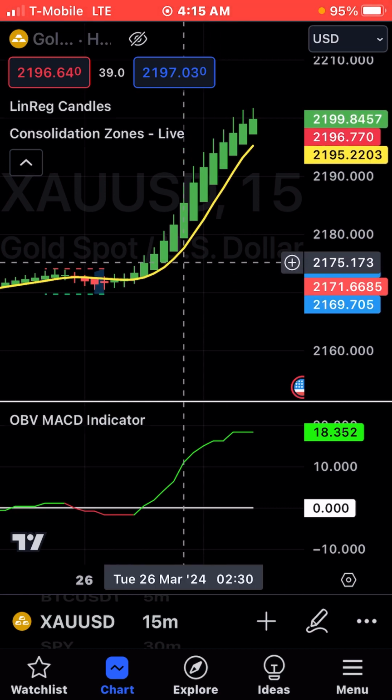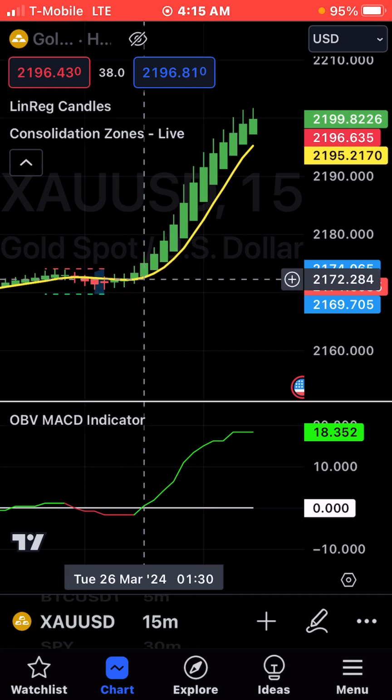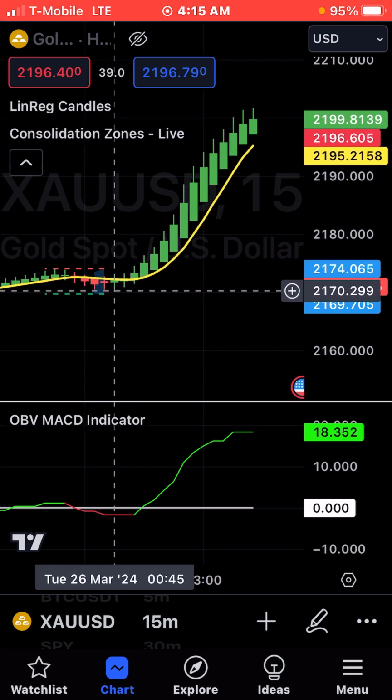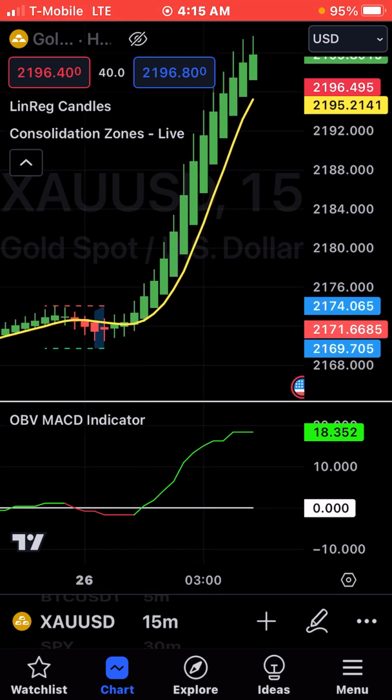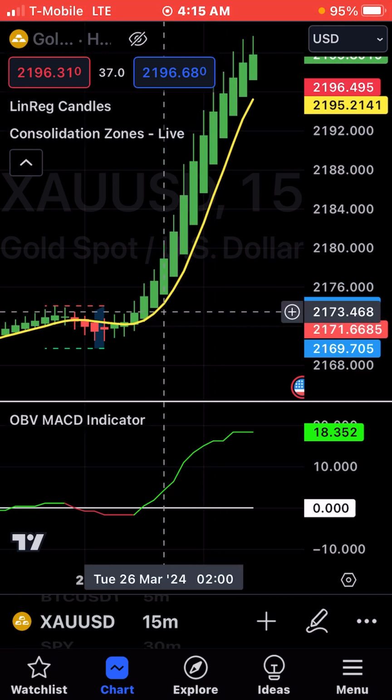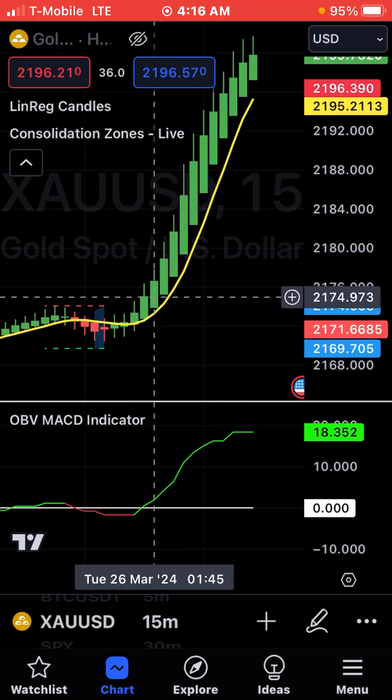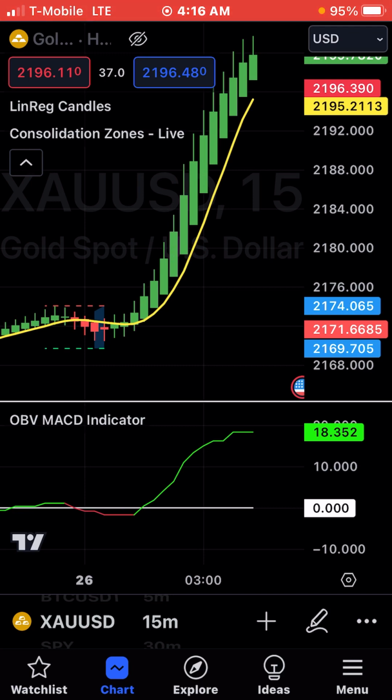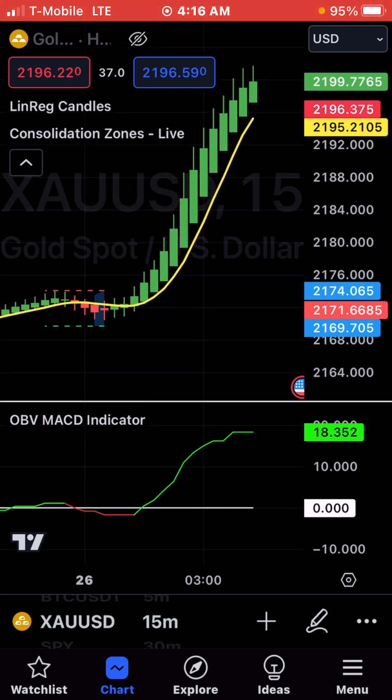You have to look and make sure the candle is either passing through, it looks like it's passing through, or it's going to be going in that direction. So you want the candles to be either above or below the linear line. And what you want to do with your MACD is you want to make sure that the MACD is mirroring exactly what the line is doing.